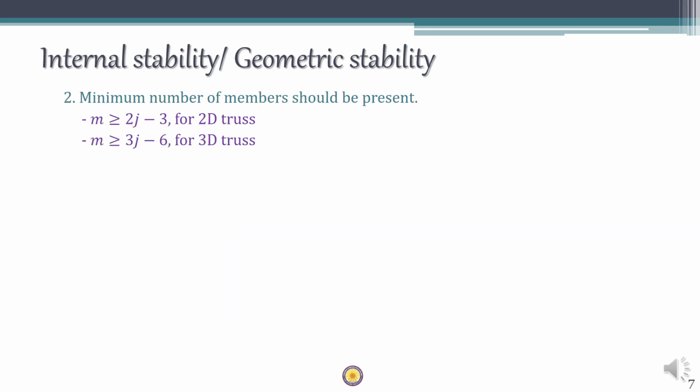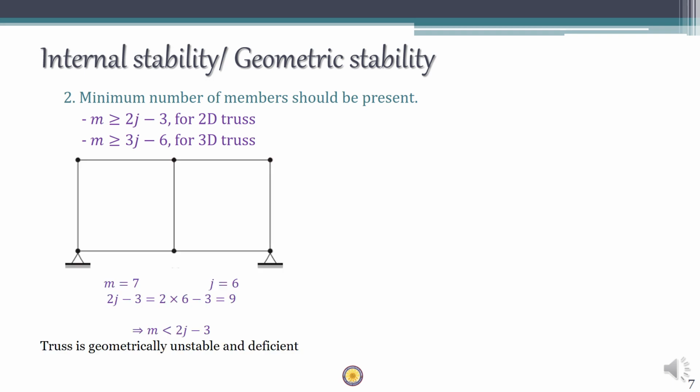Another one is that there should be a minimum number of members present in the structure. This is applicable mainly in the case of trusses. We have learned that for perfect trusses, m is equal to 2j minus 3. So in case of 2D trusses, if the number of members is less than 2j minus 3, the structure is said to be deficient and unstable. Similarly, for a 3D truss, a perfect truss has m equal to 3j minus 6. So if in any 3D truss the number of members is less than 3j minus 6, then that structure is called an unstable structure or deficient structure.